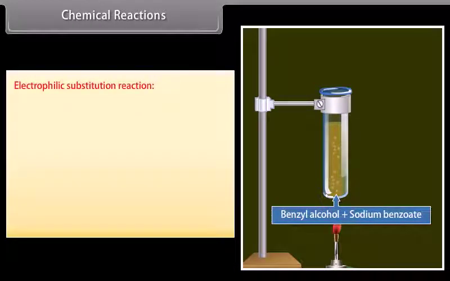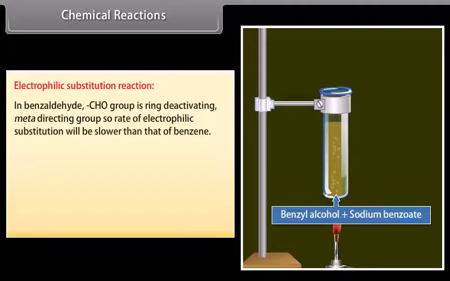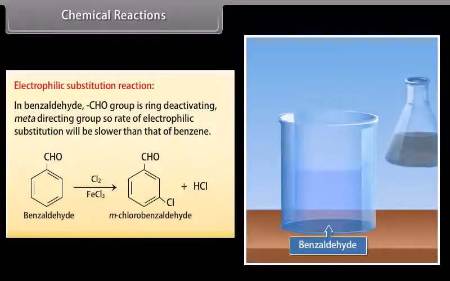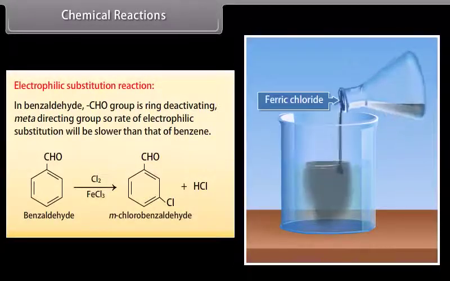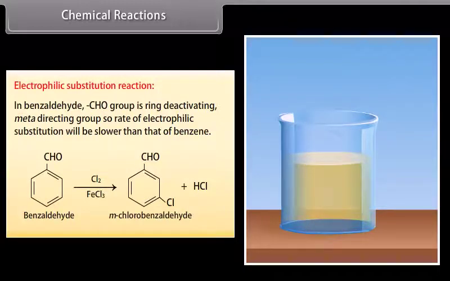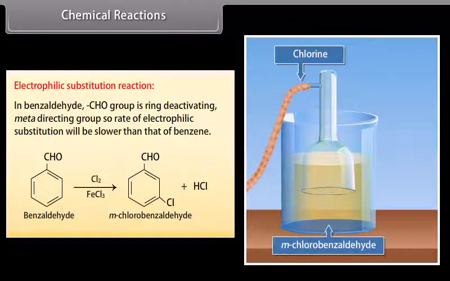Electrophilic substitution reaction. In benzaldehyde, the aldehydic group is a ring deactivating, meta-directing group, so the rate of electrophilic substitution will be slower than that of benzene. Benzaldehyde reacts with chlorine and ferric chloride, and it forms meta-chlorobenzaldehyde and hydrochloric acid.